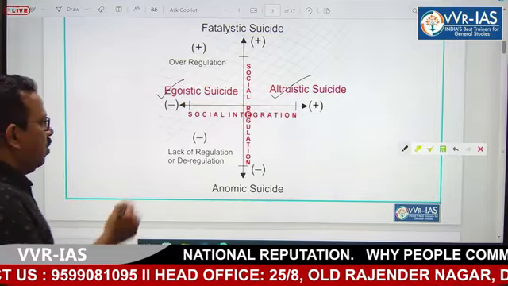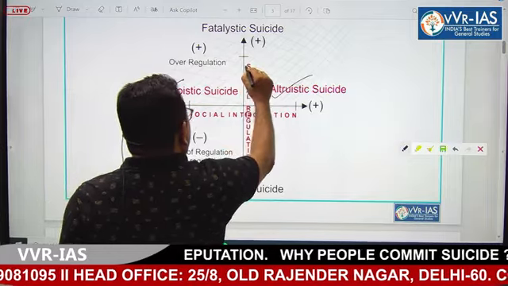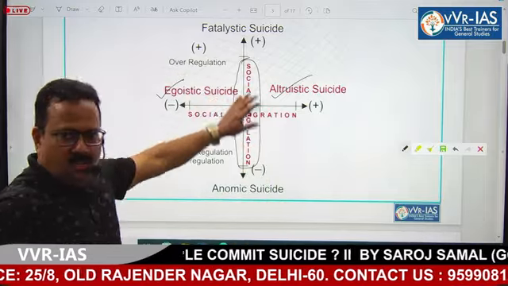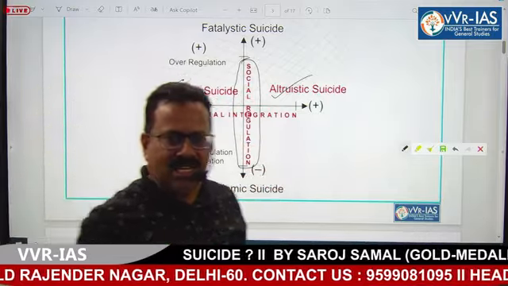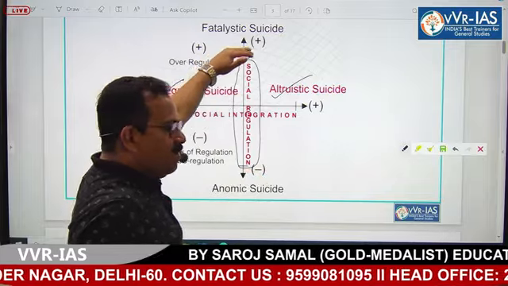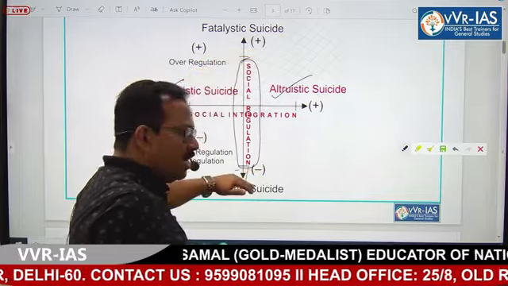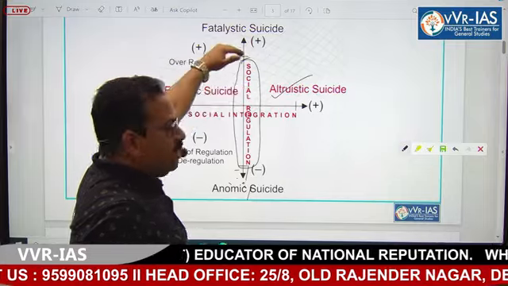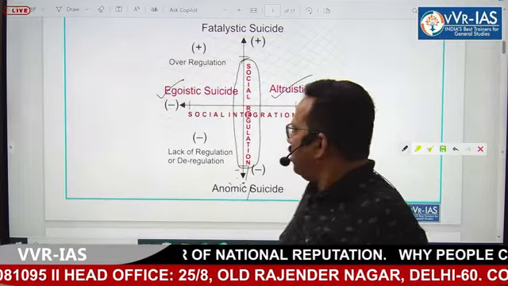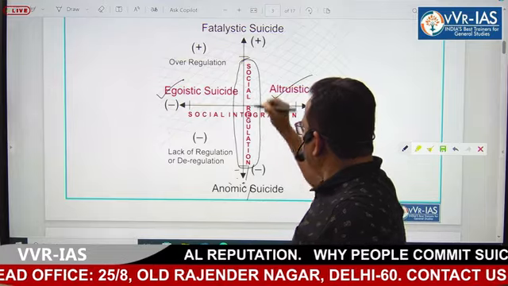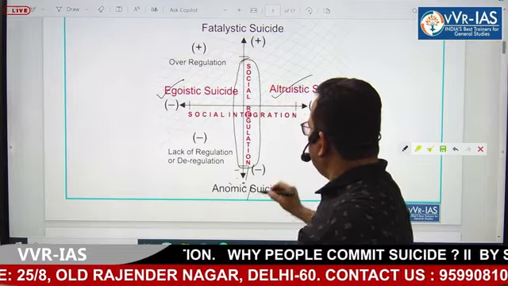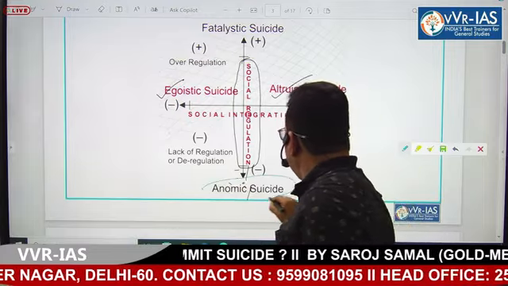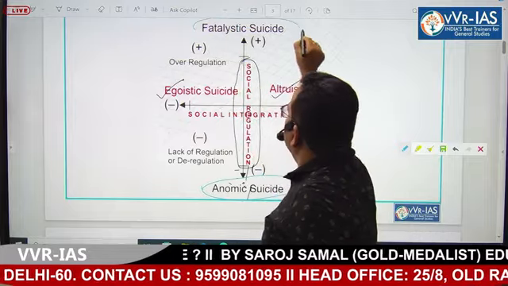Come to social regulation. On the basis of social regulation also, Durkheim made a twofold classification of suicide. Social regulation has been taken on the y-axis. The upward side of the y-axis is plus, and the downward side is minus. Minus means deregulation, plus means regulation. So on the basis of social regulation, Durkheim divided suicide into two categories. First is anomic suicide and the second is fatalistic suicide.